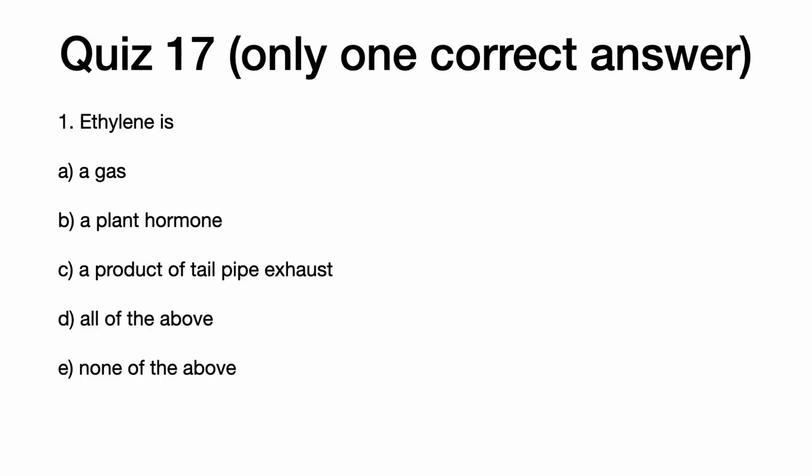1. Ethylene is A, a gas, B, a plant hormone, C, a product of tailpipe exhaust, D, all of the above, E, none of the above.